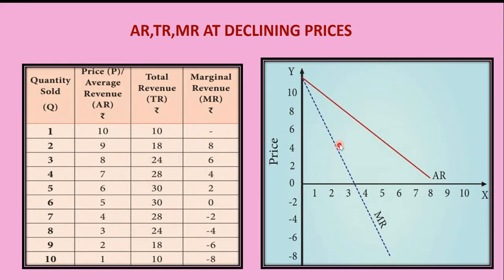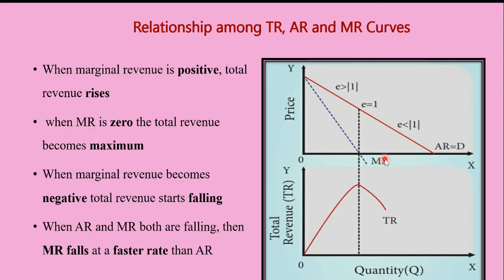That's why the MR curve is lower than the average revenue curve. Both the curves slope downwards from the left to the right. But the fall in MR is steeper than the fall in the AR. That's why the MR curve lies beneath the AR curve. So what is the relationship between TR, AR and MR? This is the last concept.